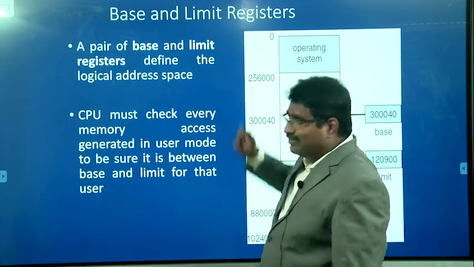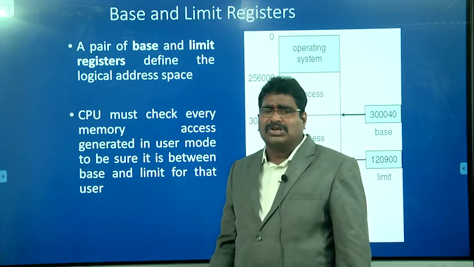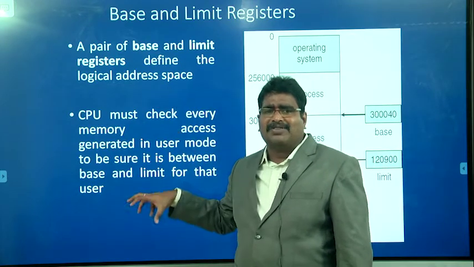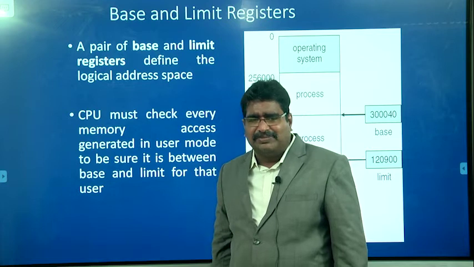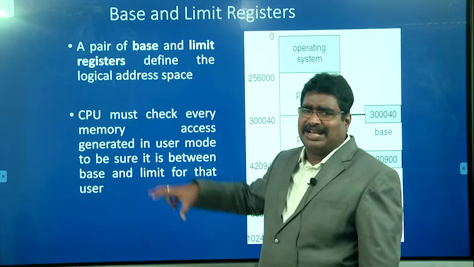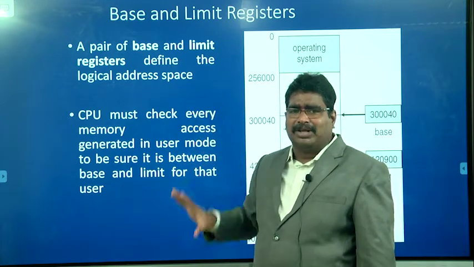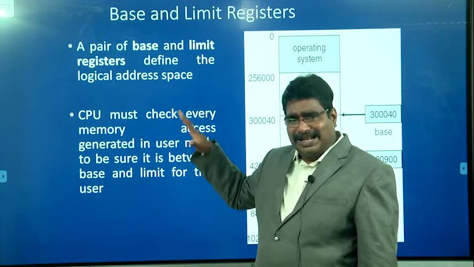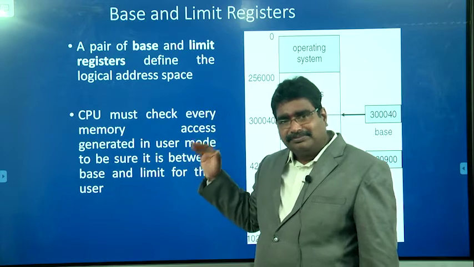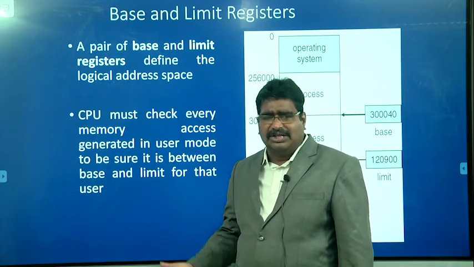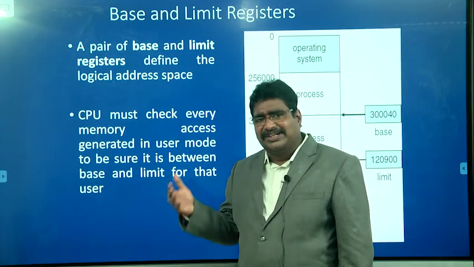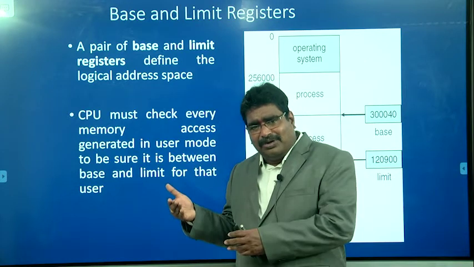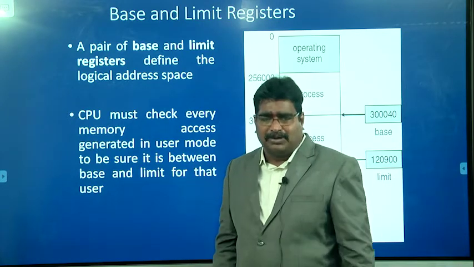And what is the need of the limit register? The limit register holds the limit of the particular process. Assume that a particular process is allocated only 1000 memory locations. Then at maximum the logical address must be less than 1000 only. If it tries to go beyond that, it indicates that it is trying to access a memory location that is not allocated to the particular process.